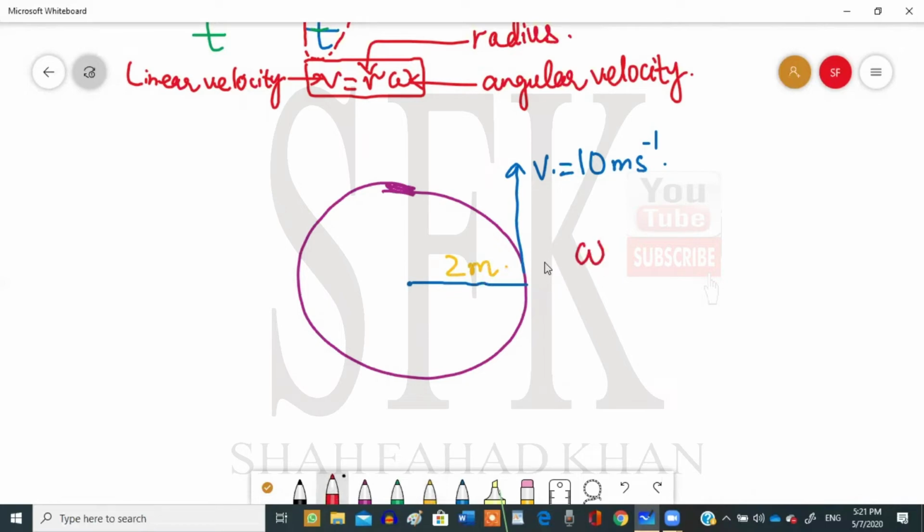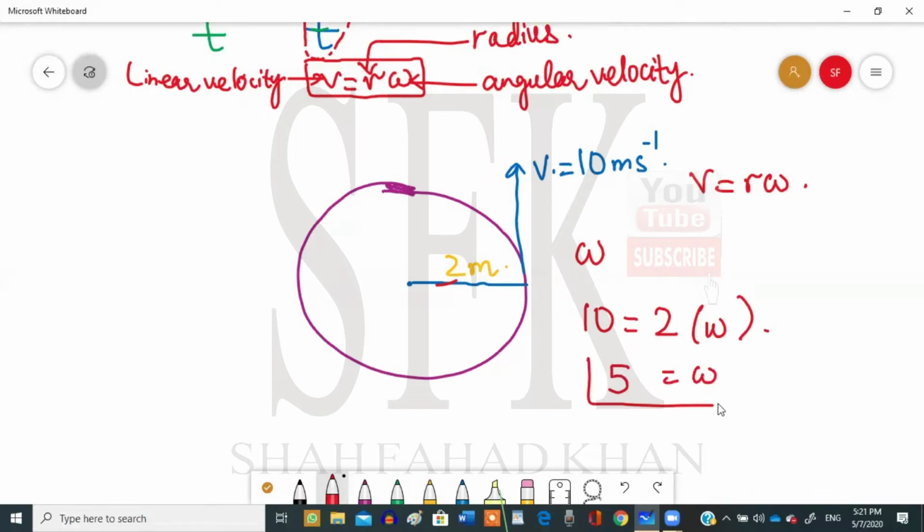So how are you going to calculate the angular velocity? By using the formula V is equal to R omega, right? You could plug in this 10 in place of V, you can plug in the 2 in place of R, and omega becomes 5 radians per second.